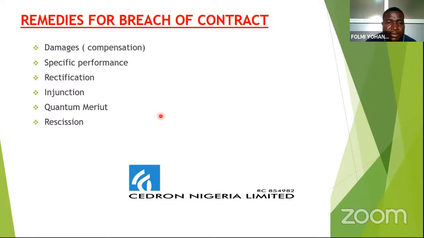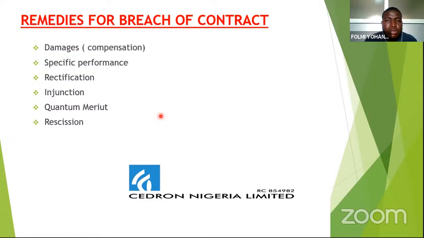Then, what are the remedies? Remedies for breach of contracts. This is the final topic we are going to look at for today, the final subtopic under law of contract, and we are done. Damages are monetary compensation that is paid to individuals that might have suffered as a result of a breach of contract. So it's just monetary compensation.